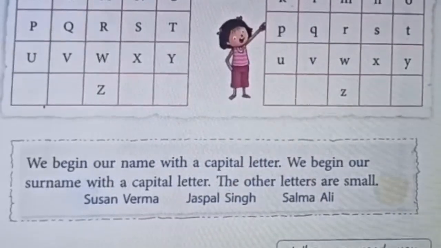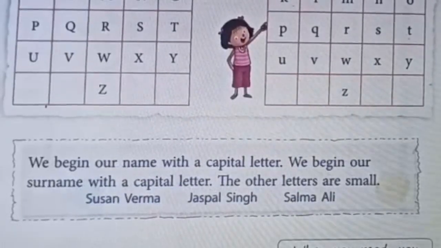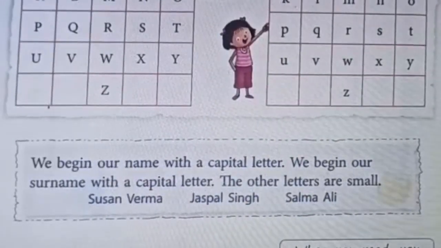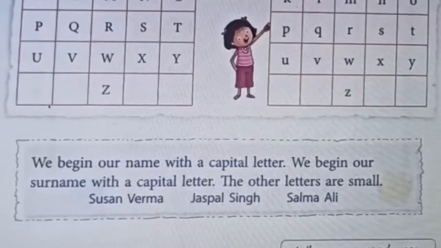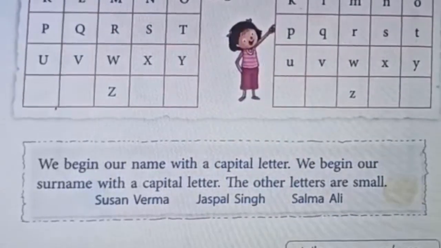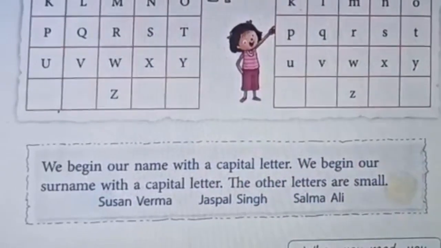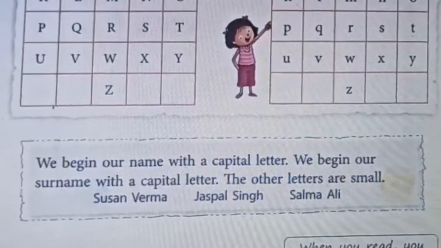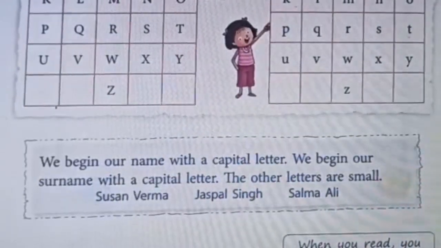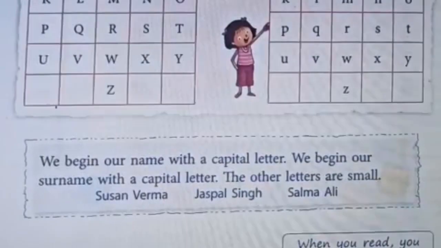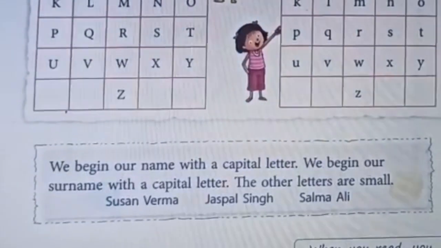Same like that, Jaspal Singh. J for Jaspal is capital and S for Singh is capital. Salma Ali. S for Salma is capital. A for Ali is capital. Rest all letters are small letters. Next example, when we are writing our name or surname, the first letter should be always capital letter and others are small letters.